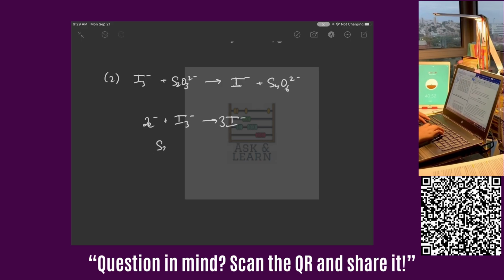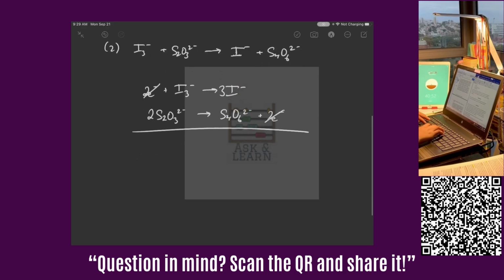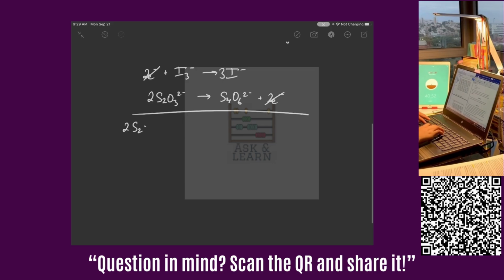S2O3 2 minus to S4O6 2 minus. We'll put a 2 here to balance the sulfur, and oxygens are already balanced. 2 electrons here to balance the charge. 2 electrons will cancel. 2 S2O3 2 minus, add I3 minus to 3I minus and S4O6 2 minus. There's our second equation balanced.